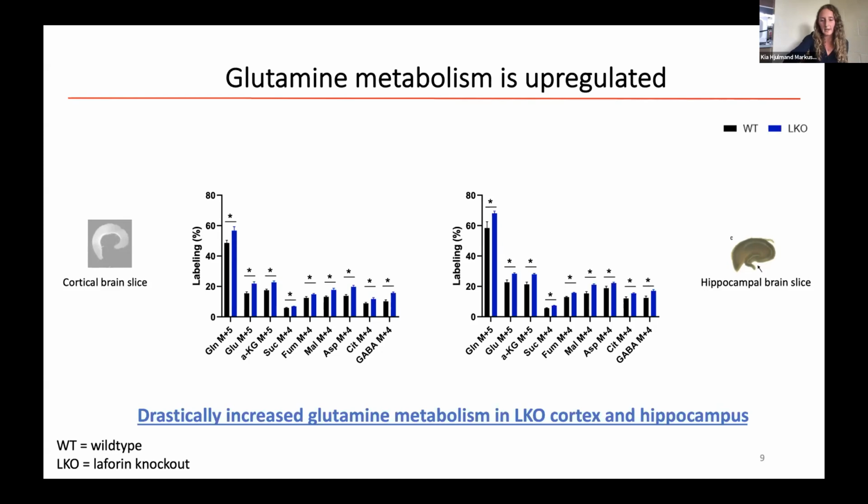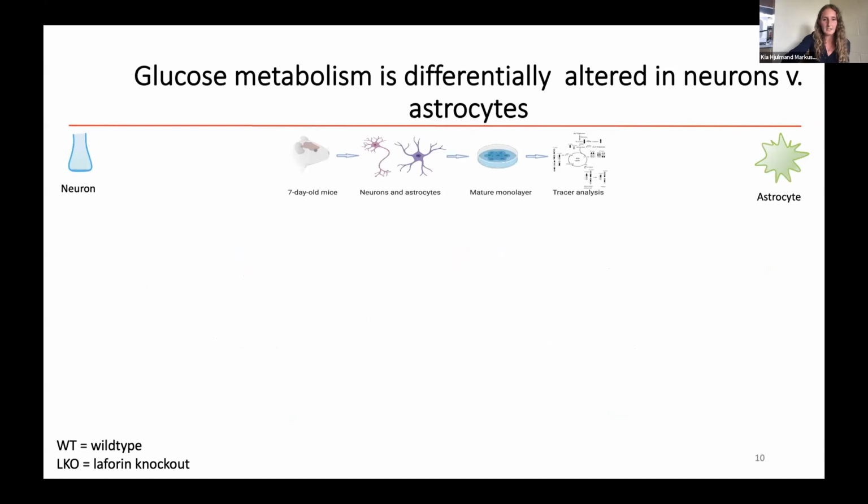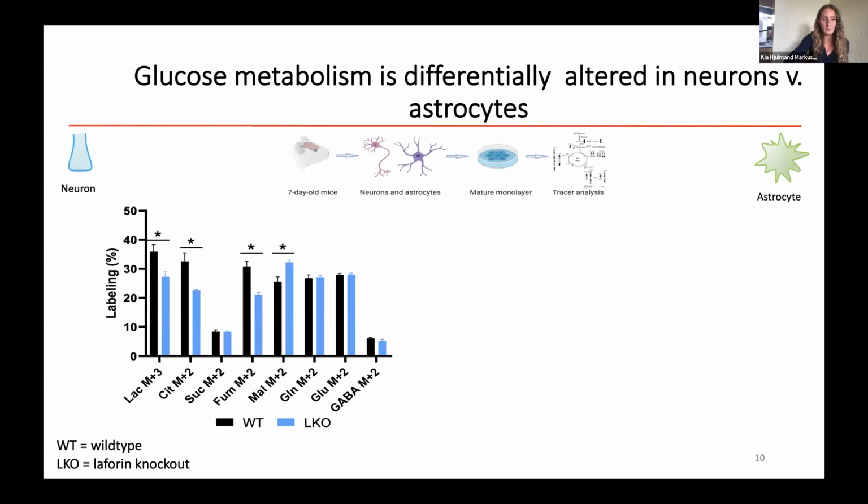So from these data, we observed these differences in cell-specific metabolism, and we wanted to see if we can trace this back to these cell types. Therefore, I generated primary cultures of neurons and astrocytes, similarly incubated them with glucose, glutamine and glutamate, and analyzed the incorporation.